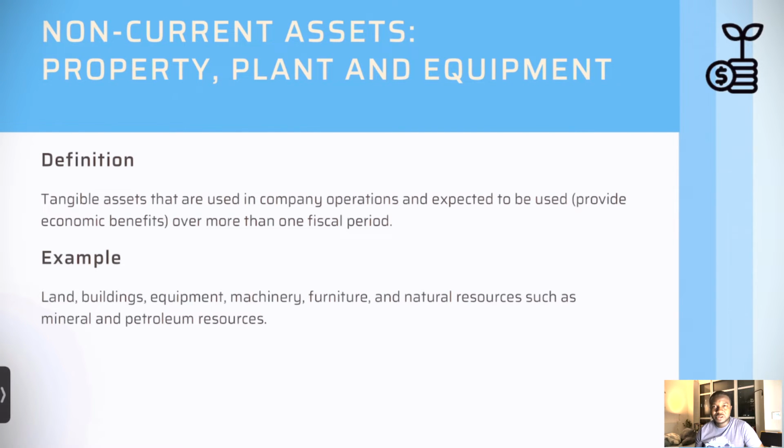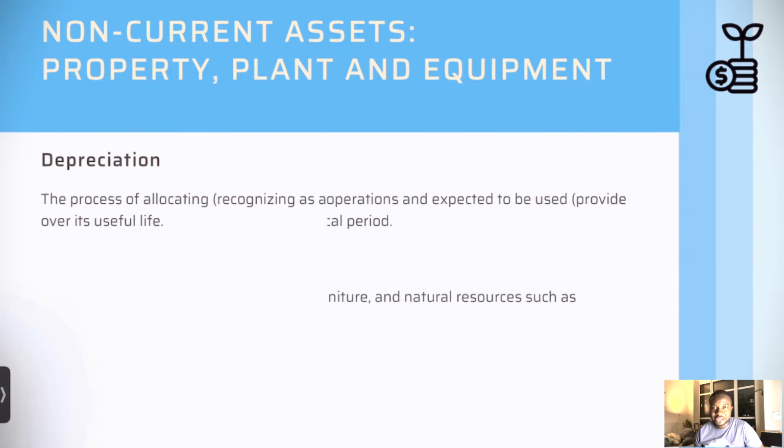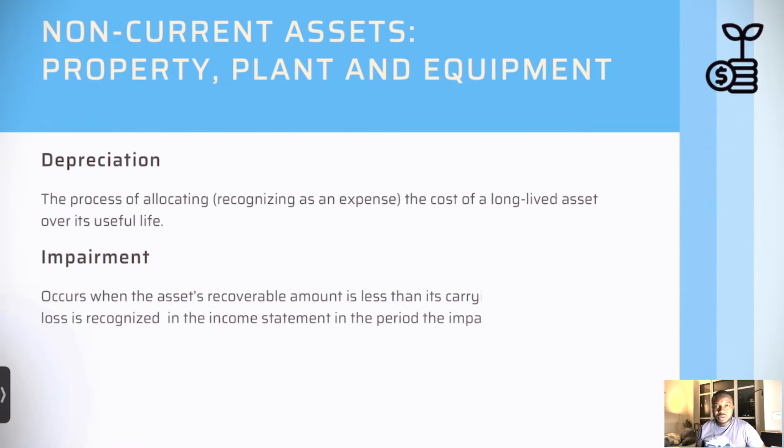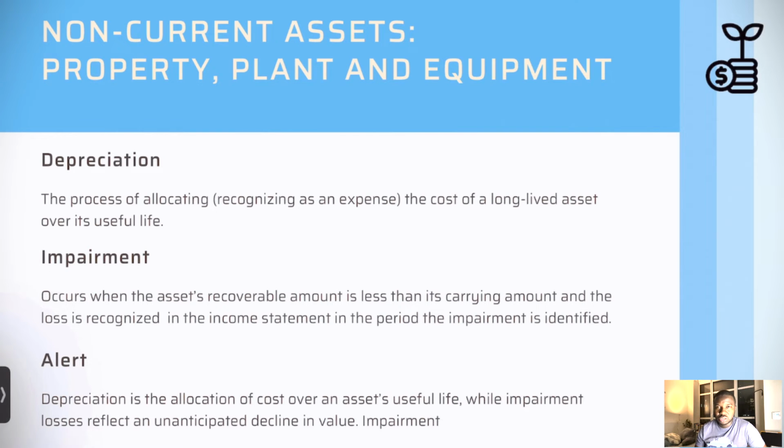An important concept under property, plant, and equipment is depreciation. This is the process of allocating the cost of a long-lived asset over its useful life. An impairment occurs when an asset's recoverable amount is less than its carrying amount on the balance sheet. Here, a loss is recognized in the income statement in the period in which the impairment is identified. Note, while depreciation is the allocation of cost over a useful life, impairment is an unanticipated decline in value.